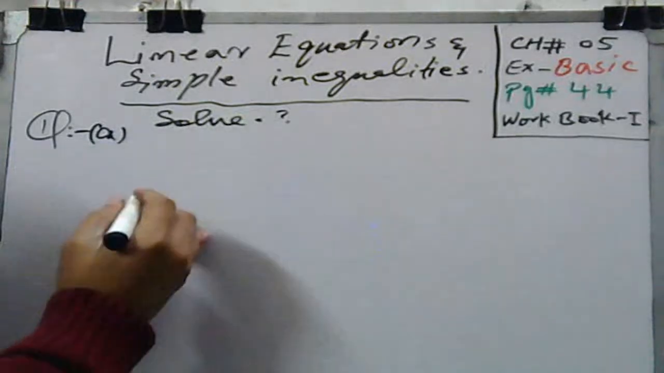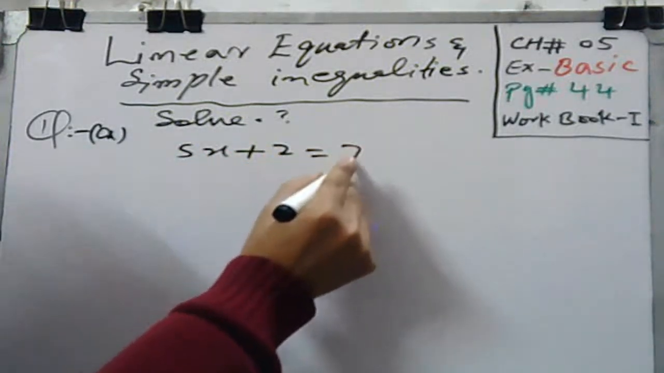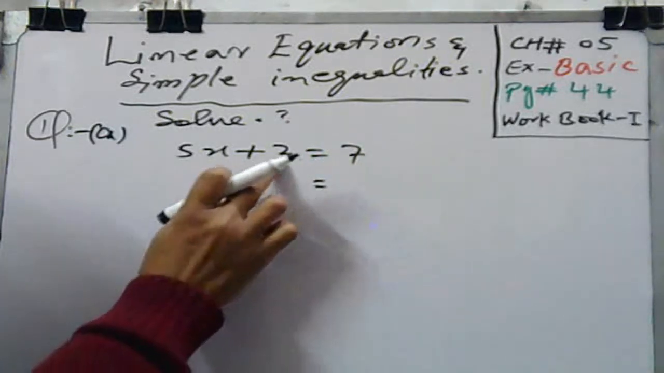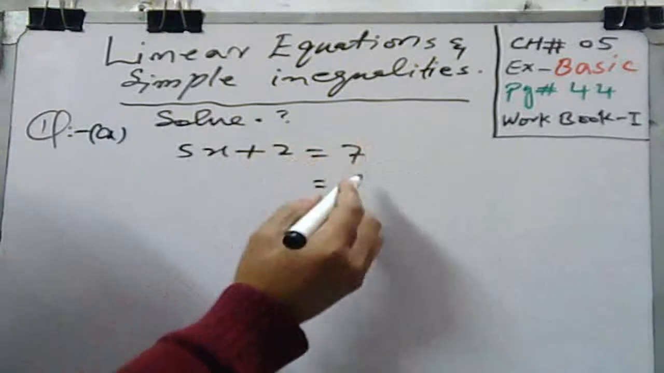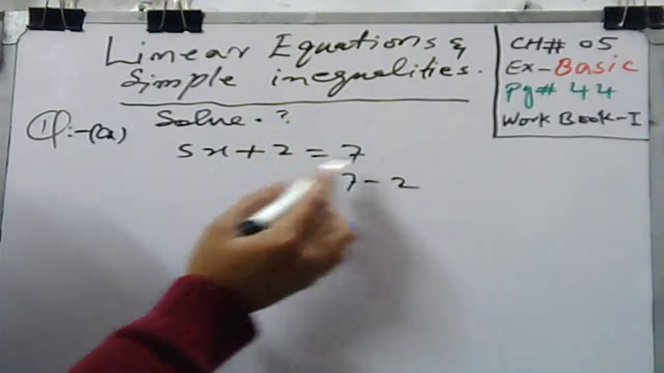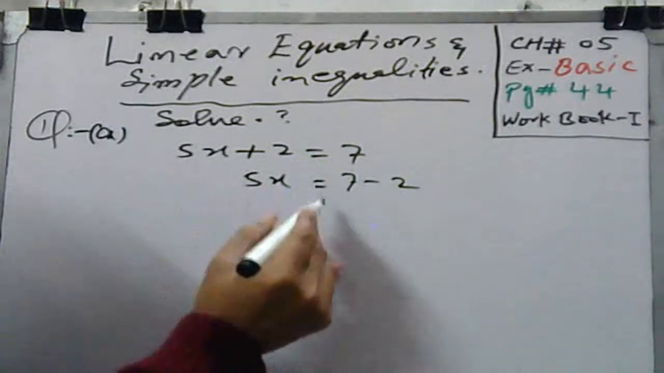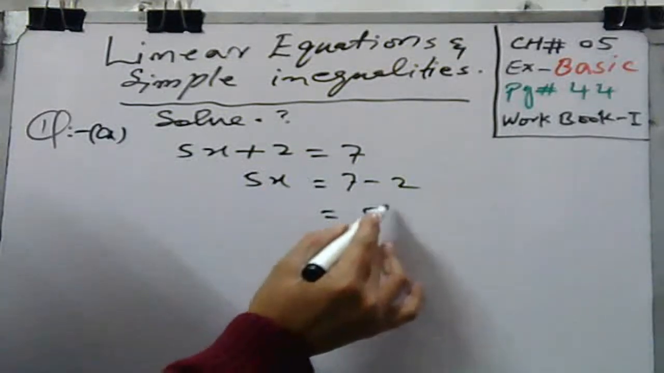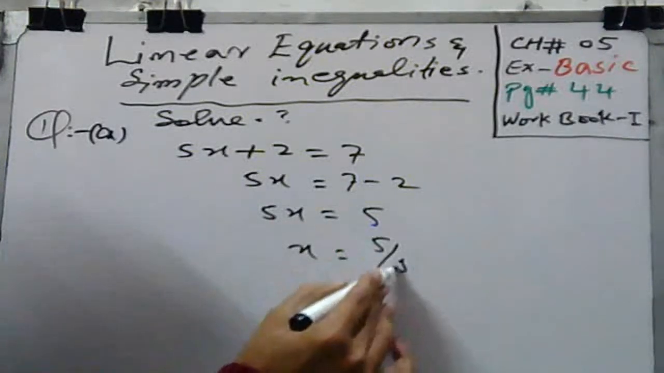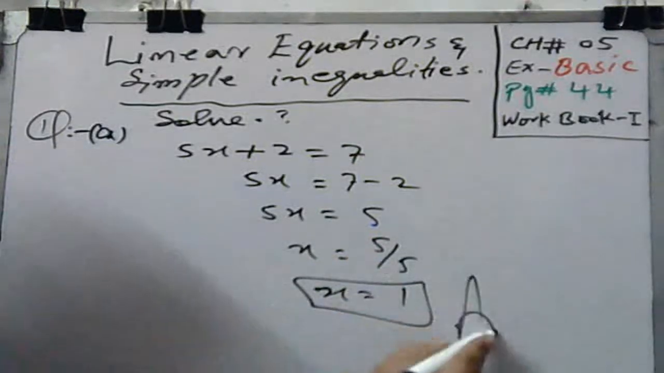For example, in A part, 5x plus 2 is equal to 7. We have to find the value of x. What should we do? We have to remove the constant at one side, that is 7 minus 2. After shifting the constant towards the other side, the sign will be changed. So 5x is equal to this one. You will get 5. So the value of x is 5 by 5. So the value of x is 1. So here is your result.